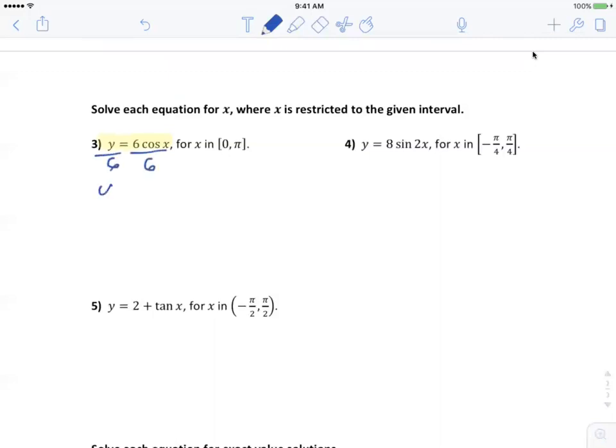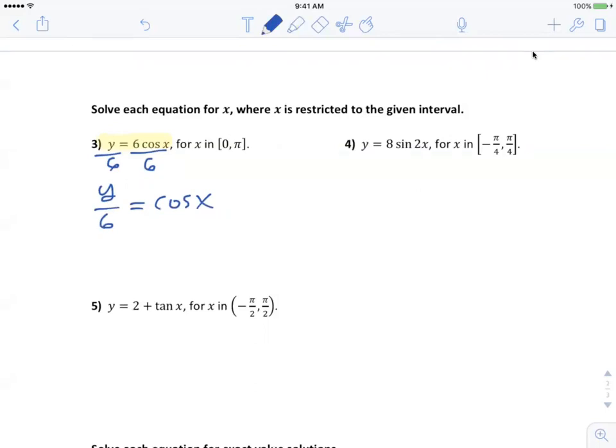Right? And so now I have y over 6 equals cosine x. Okay. And then now how do I isolate x, get x by itself? Well, here's the trick. You can't do something crazy like divide out the cos, because that's not a multiplication, it's a trig function here, cosine of x.